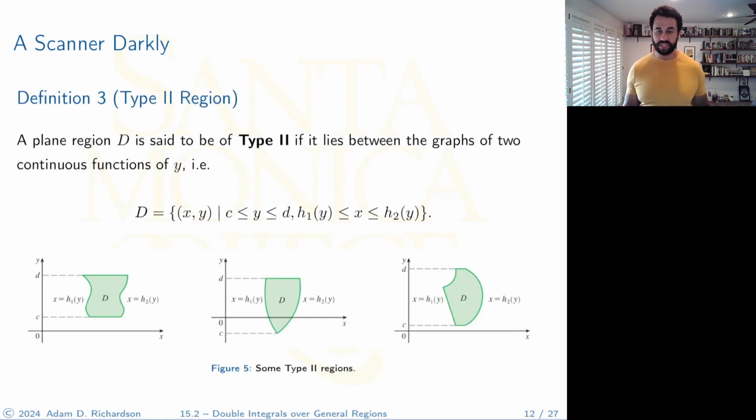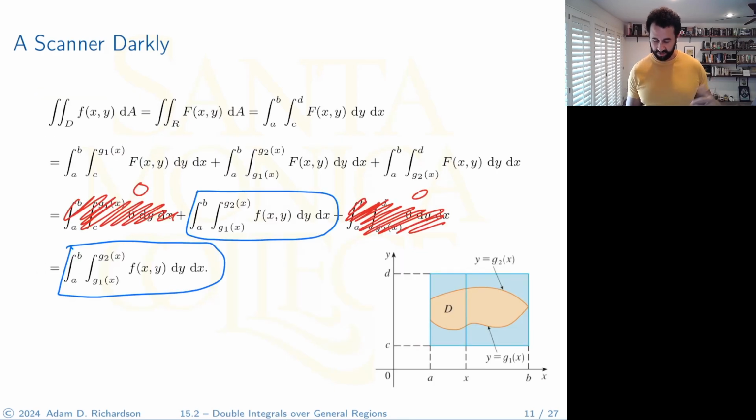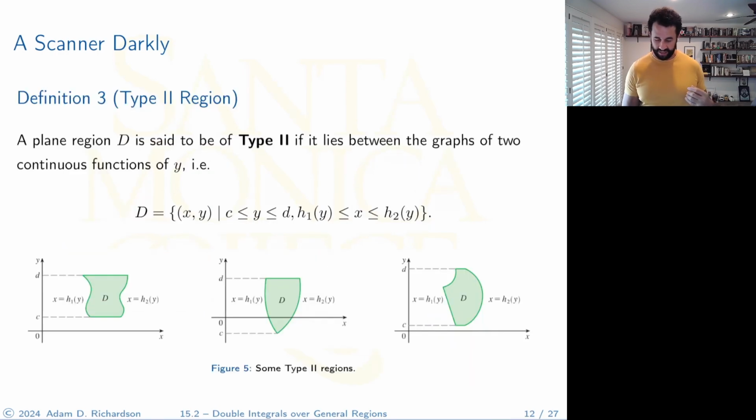There's also type 2 regions. Type 2 regions are basically the same idea except twisted. It's like rotated to one side. So instead of y being bounded between two functions of x, you could have x bounded between two functions of y. Right? So long story short, you integrate between these two curves, and then you integrate y between these two numbers, like so. That's the idea.